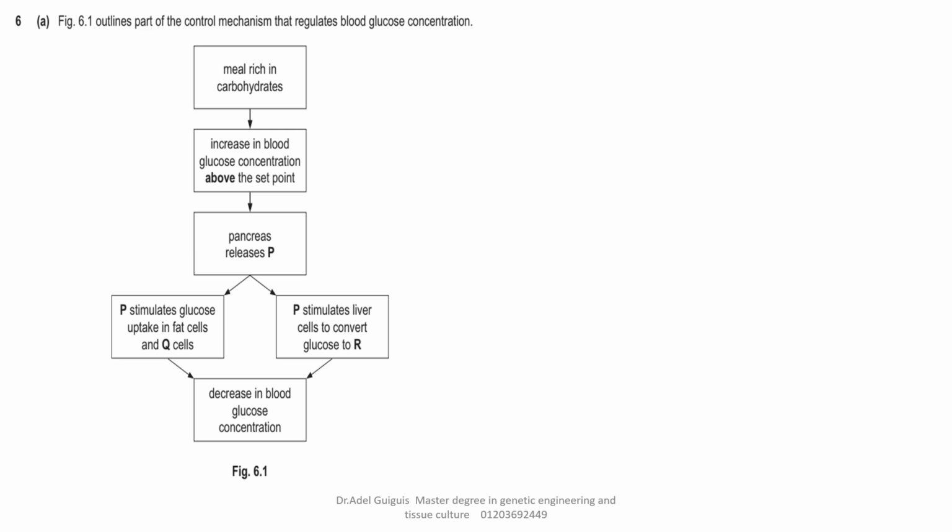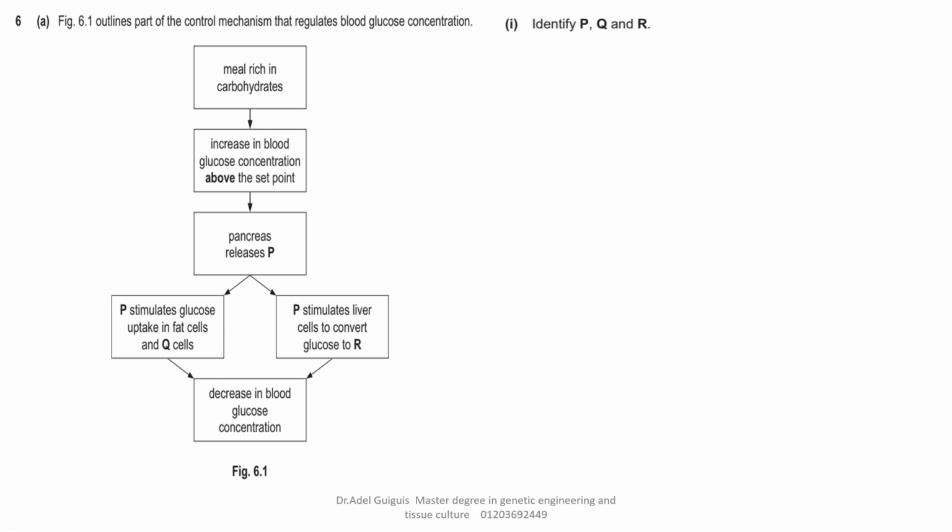This is figure 6.1. The question now: identify letters P, Q, and R. For P, the pancreas secretes P when we have a meal rich in carbohydrates, when we have an increase in blood glucose concentration. So P is insulin. P is the insulin hormone. What about the left side? P stimulates glucose uptake in fat cells, adipose tissue, and Q cells. Q cells may be muscle or liver.